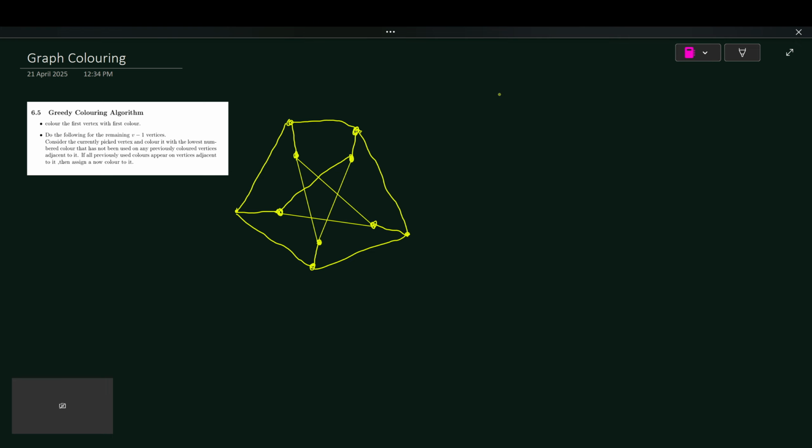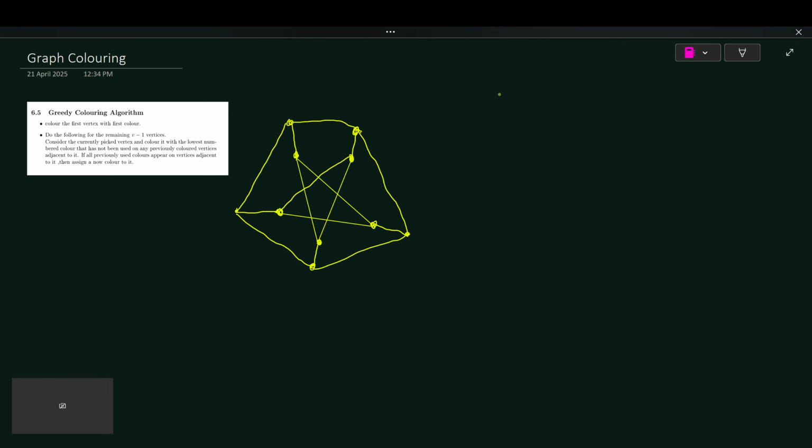We start with any arbitrary vertex and color it with color one. Then, after coloring the first vertex, we consider a second vertex and we color it using the color of lowest number. So we usually name the colors as c1, c2, c3, etc. If the second vertex can be colored with color c1 itself, then we color it with c1. If it is not possible, then we use another new color, maybe c2.